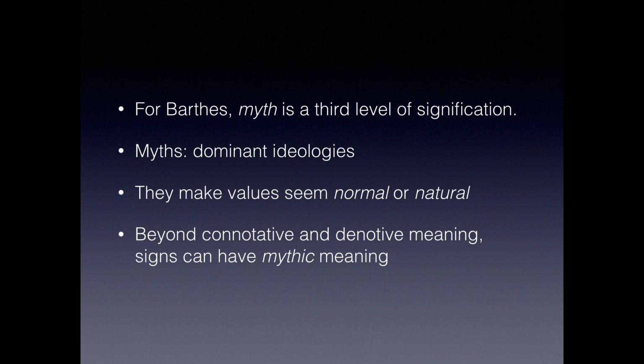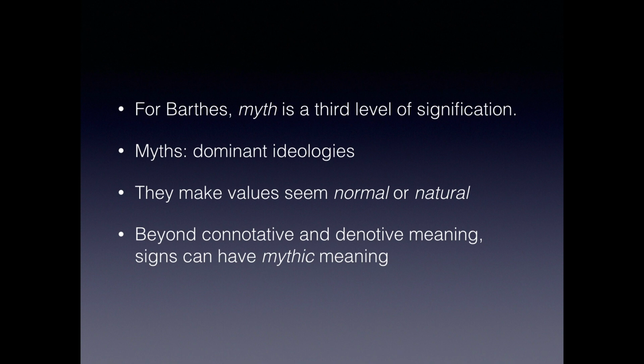So for Barthes, myths are those dominant ideologies, the ways those dominant ideologies are expressed through any kind of meaning-making process. So in his book Mythologies, he talked about how dominant ideologies might be expressed through things like the design of a car, for example, or the use of a particular imagery in an ad. And they make those values seem normal or natural. That is, it's just always going to be that way, or that's just the way it is.